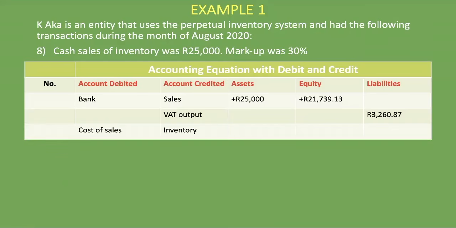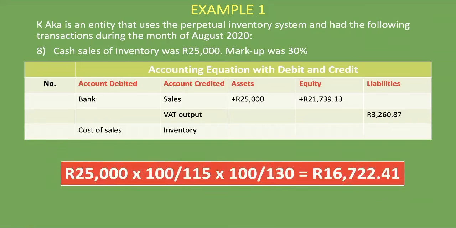So what is the formula for that one there? Well, we're going to take the 25,000 times 100 divided by 115. Why? Because we're first taking out the VAT, and that will give us the 21,739 rand 13 cents, and then we multiply that answer by 100 divided by 130 and it gives us an answer of 16,722 rand 41 cents. That is our cost of sales.